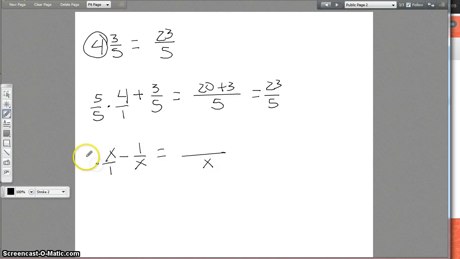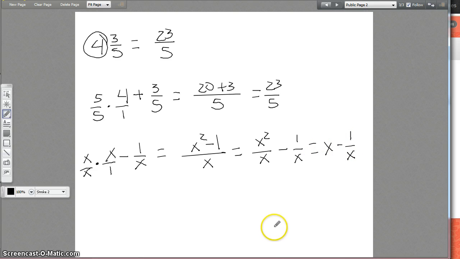So we're going to multiply this first fraction by x over x. X times x is x squared minus, and then the 1. So we have x squared minus 1 over x. Now we can also break up a fraction. This fraction, x squared minus 1 over x, we could break down into x squared over x minus 1 over x. And then x squared over x, that's just x. And then we copy down our minus 1 over x. That's what we started with.